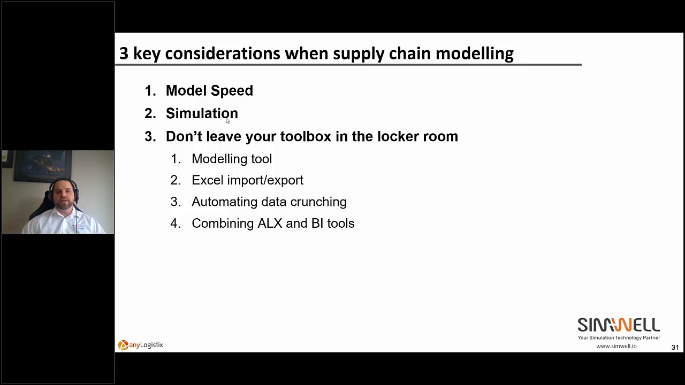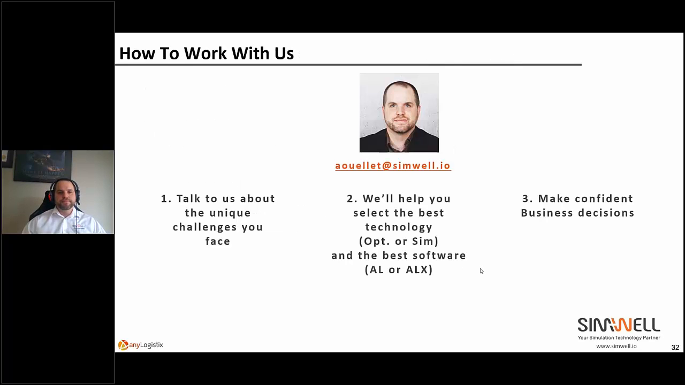The second one is simulation. In the world we live in today with variability and risk events, there's no reason not to use simulation when you model your supply chain. I mean, that's a must. It's a shame not to use simulation, especially in ALX. The tool is there, and you can easily switch from a network optimization to a simulation and back and forth. And the last one, don't leave your toolbox in the locker room. Bring it with you. You'll need it in the supply chain model.